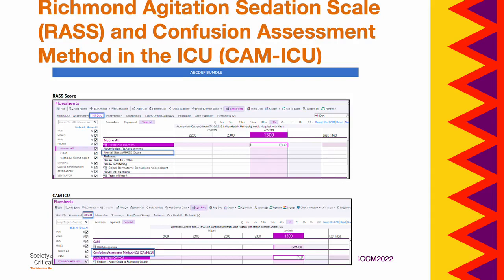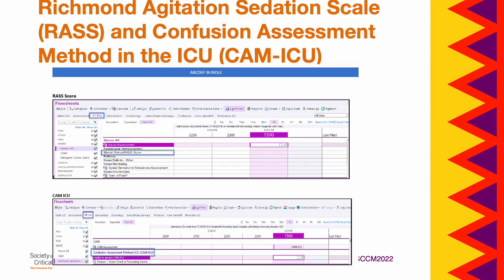Moving on to the letter C and the letter D, this is where the nurse would document at our institution the Richmond Agitation Sedation Scale, or the RASS, every 4 hours, and also the Confusion Assessment Method in the ICU, or the CAM-ICU, every 4 hours. So as you can see here, they would document the patient's RASS score every 4 hours, and then document whether the patient was CAM positive or CAM negative every 4 hours.